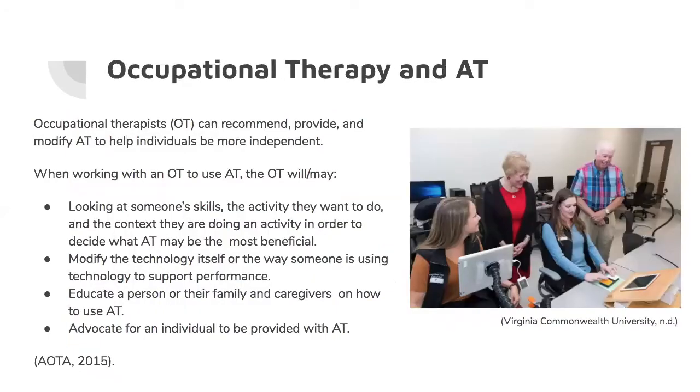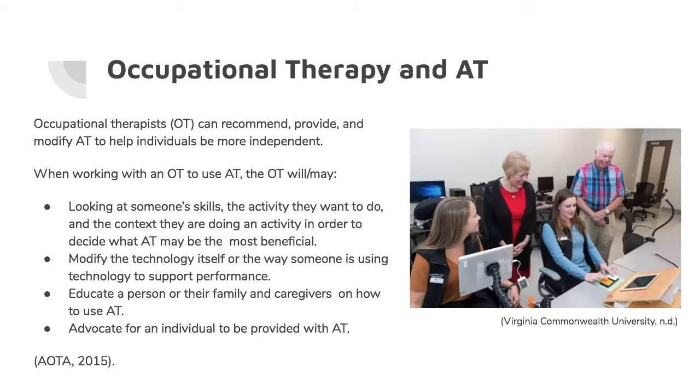And so as OTs or future OTs, we can do multiple interventions related to assistive technology. So here are some of the things that AOTA sort of states that OTs can do with assistive technology. So one thing that OTs do is that we would be looking at someone's skills, the activity they want to do, and the context that they are doing the activity in order to decide what technology can really be the most beneficial for what they want to do and where they're going to do it.